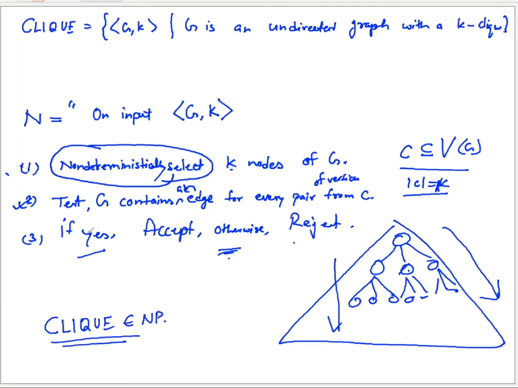Okay. Now, for a language to be in NP, we actually read two definitions. The first one is that a problem A is in NP if there exists a verifier that can verify in polynomial amount of time.